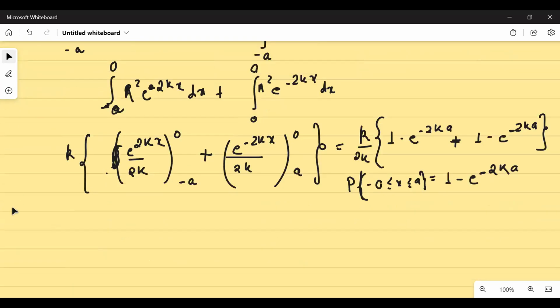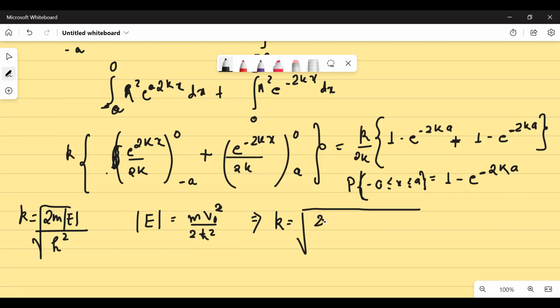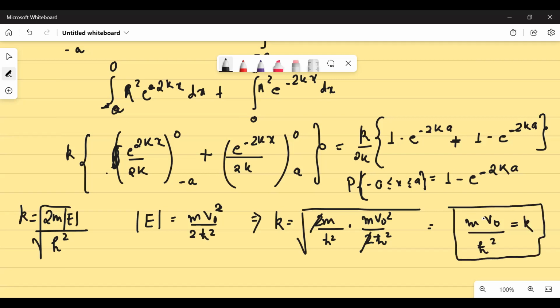Further, you also know that your k is related to your energy: k is root over 2m modulus of E upon h bar square. And your modulus of E was given by m V naught square upon 2 h bar square. So I can write my k as root over 2m upon h bar square times m V naught square upon 2 h bar square. So overall the 2 gets cancelled, and you have root over m square V naught square upon h bar to the power 4. So this is m V naught upon h bar square. So this is your k. So overall, the probability of finding the particle in the range from minus a to a depends upon the depth of the potential.